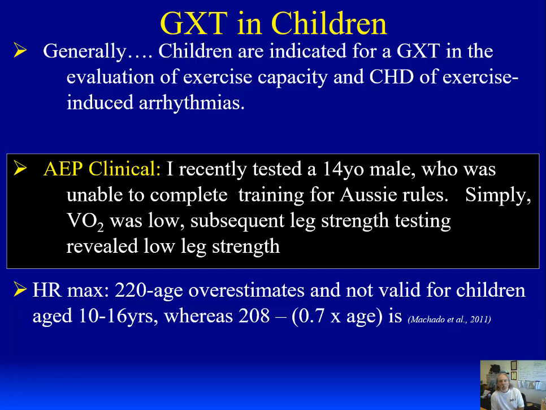Basically, his VO2 was low, but I did some subsequent strength testing on his legs, and he just had really, really low leg strength tests. So basically, the problem was his legs weren't strong enough and powerful enough to keep up with the training. So the recommendation was, look, get him an AEP who can do strength training and power training, and that should improve it. So one thing too is, remember that 220 minus age is not valid for children, age 10 to 16. So they recommend an equation, and this is by Mikado, 2011, 208 minus 0.7 times age.